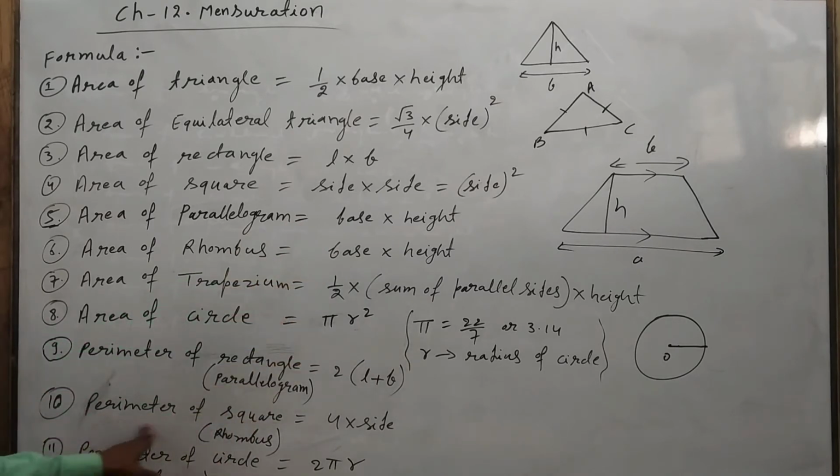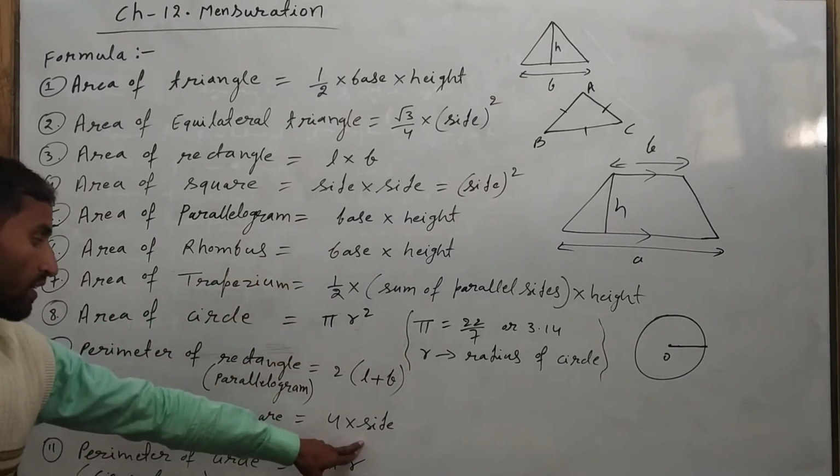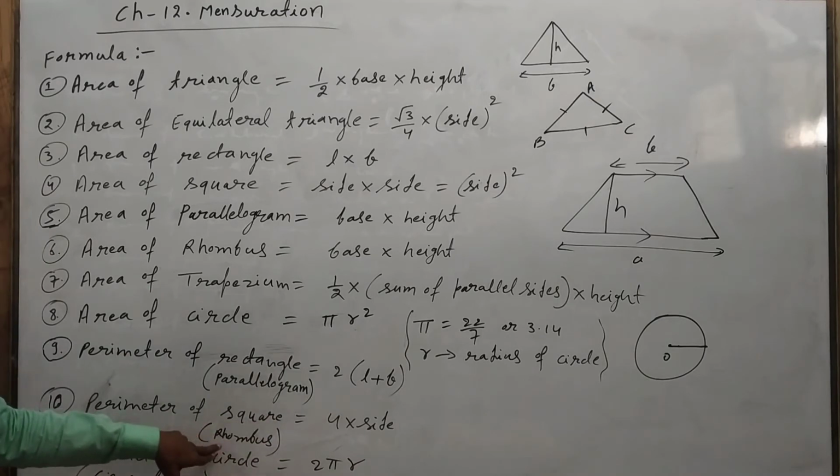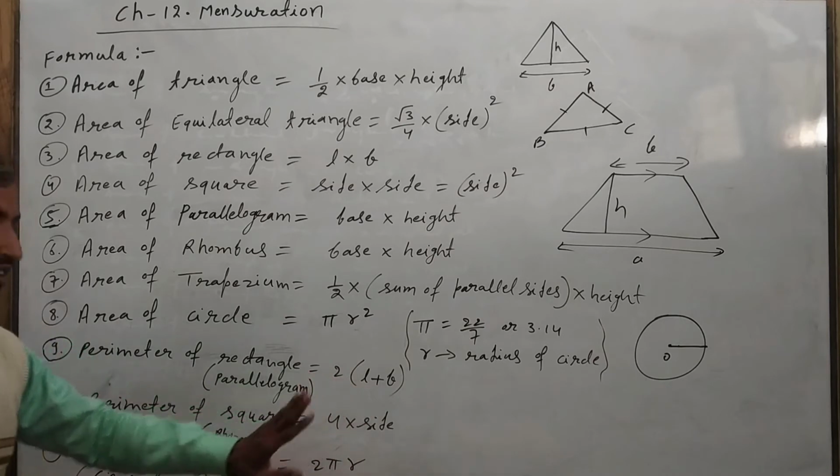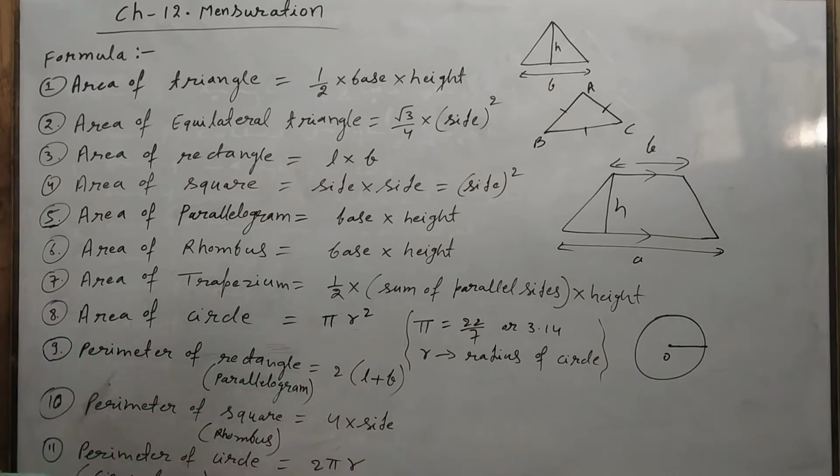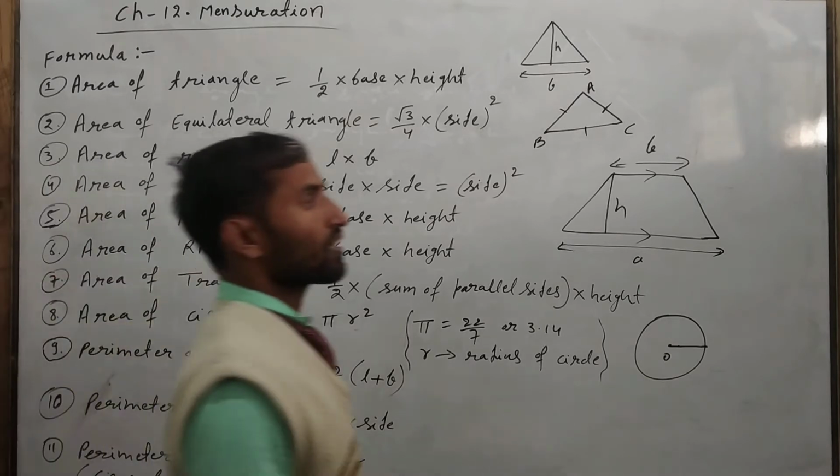After that, perimeter of a square is 4 into side. We will use this same formula in a rhombus also, perimeter of rhombus. So we will use 4 into side only. Next, perimeter of circle, or we can say circumference of circle. Perimeter of circle or circumference of circle both are the same.